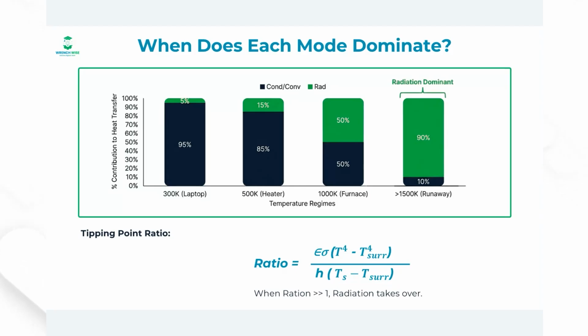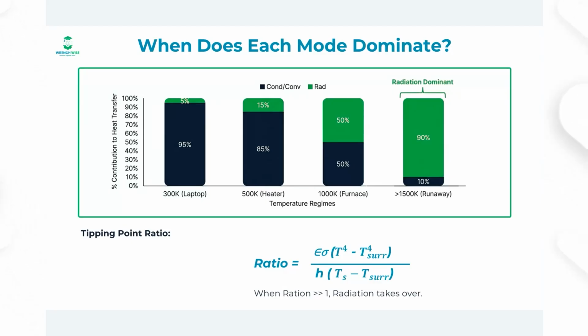We use something like the tipping point ratio, as the equation shows. This compares the radiative heat flux to the convective heat flux. The radiative heat flux in the numerator scales with T to the power 4. The convective heat flux in the denominator scales linearly with convection temperature. Because the top part of the fraction grows as a fourth power while the bottom grows linearly, there is inevitably a point where the ratio shoots far above 1. This is when radiation takes over.